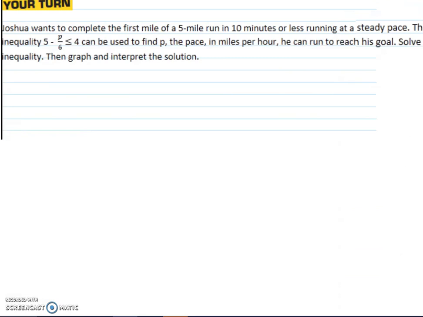It says Joshua wants to complete the first mile of a 5-mile run in 10 minutes or less, running at a steady pace. The inequality 5 minus p divided by 6 is less than or equal to 4 can be used to find p, the pace in miles per hour he can use to reach this goal. Solve the inequality. So we have 5 minus p divided by 6 is less than or equal to 4.